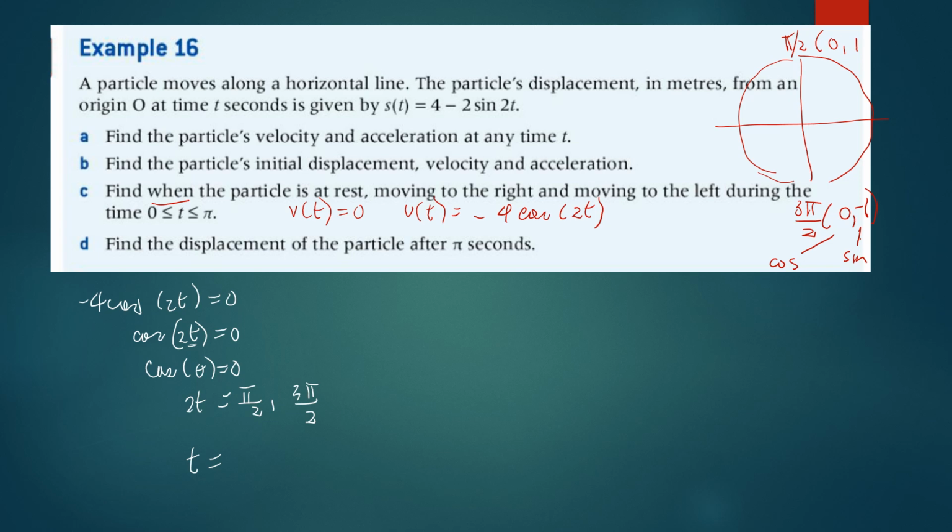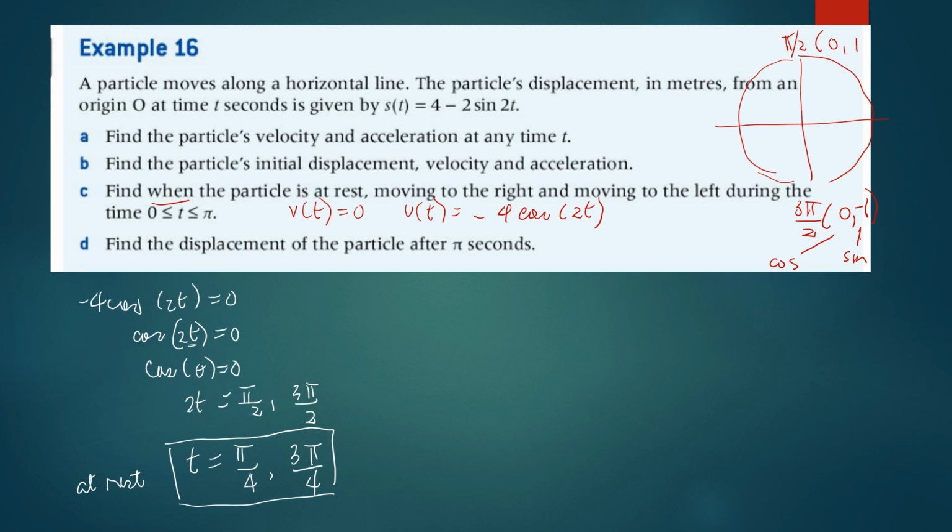So dividing both sides by 2, it appears when we have pi over 4 and 3 pi over 4. So these answer the question when the particle is at rest. Okay, is it moving to the left or to the right? Let's continue. Let's try to find whether from that point it's going to the left or to the right. So how shall we do that? Please pause this and think for the answer.